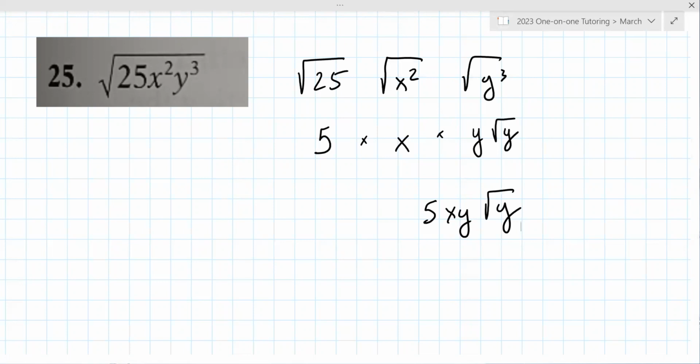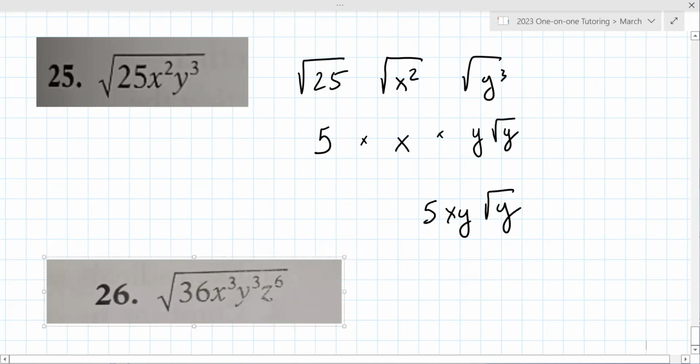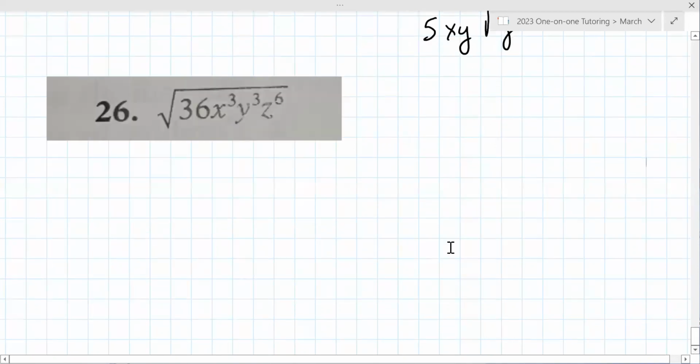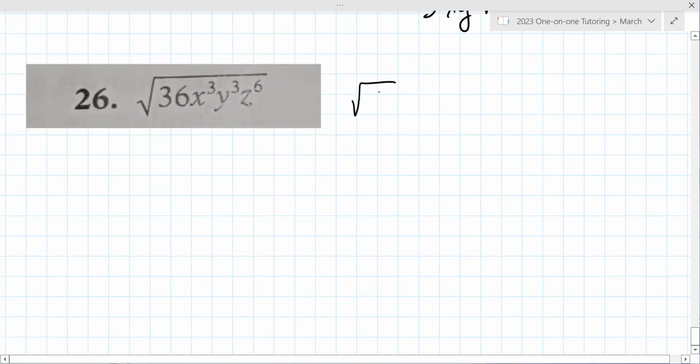So let's look at another one here together. This, much like the last one, is 3 separate problems. 4 actually. It's the square root of 36. It's the square root of x cubed. It's the square root of y cubed. It's the square root of z to the 6th. Can you tell me the answer to any of these individual ones?